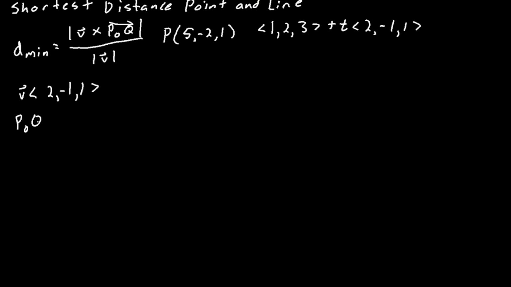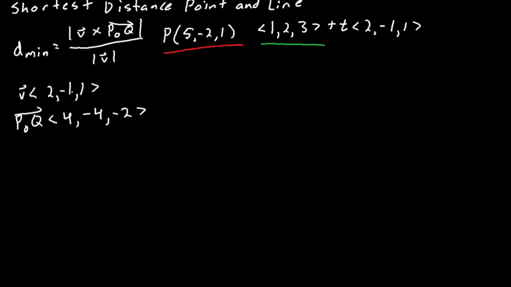And P null Q, which is any point on the line, so the vector between any point on the line, which is usually this one, to the point we are trying to solve the distance for, which is this one. So the vector between this green one and this one would be 4, -4, and -2. Let's go ahead and find the cross product of these.